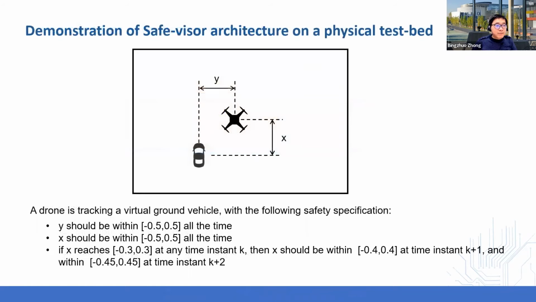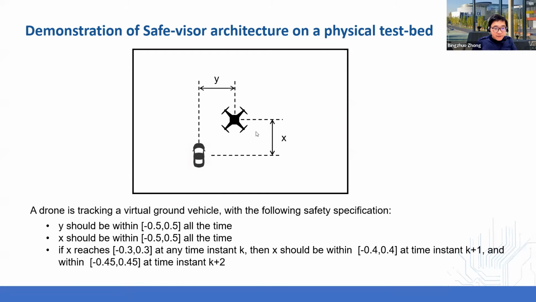Here is a demonstration of the Safe-visor architecture on a physical testbed in our lab. So we are considering the following scenario. A drone is tracking a virtual ground vehicle with the following safety specification. The distance between the drone and the vehicle in both directions should be within minus 0.5 meters to 0.5 meters.